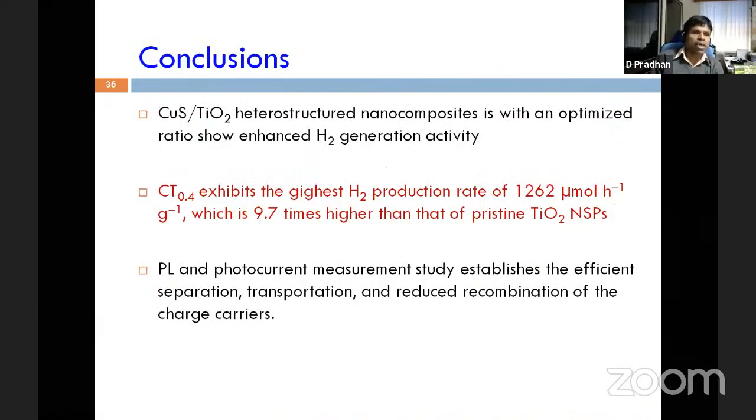So what we have seen in this example is that both copper sulfide and TiO2 are semiconductors. TiO2 is a wide bandgap semiconductor, and copper sulfide is a narrower bandgap semiconductor. By forming heterocomposites with an optimized ratio, we can enhance the hydrogen generation ability. CT0.4, with an optimum ratio of copper sulfide to TiO2, gives the best performance, which was confirmed by the photoluminescence and photocurrent measurements, establishing efficient charge separation and less recombination.